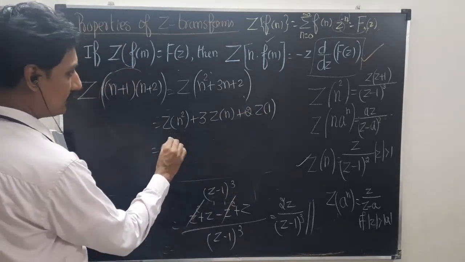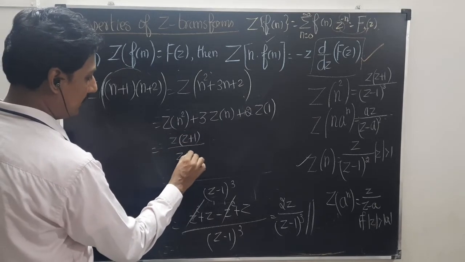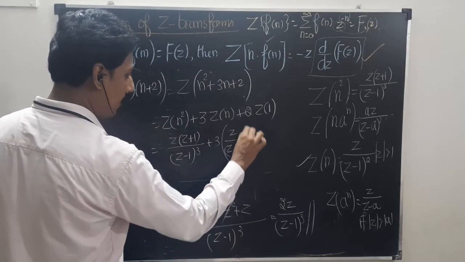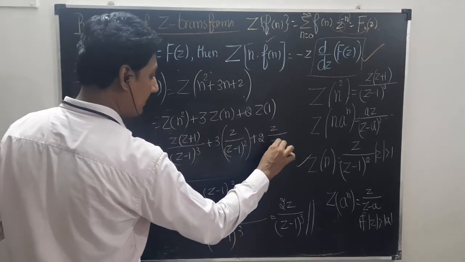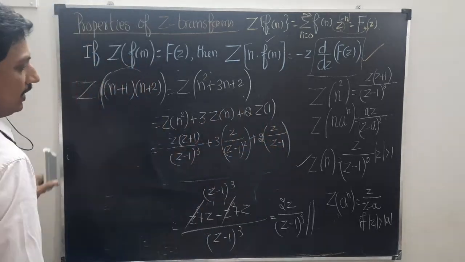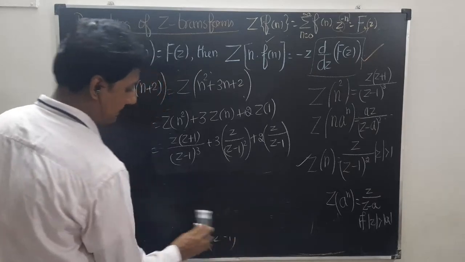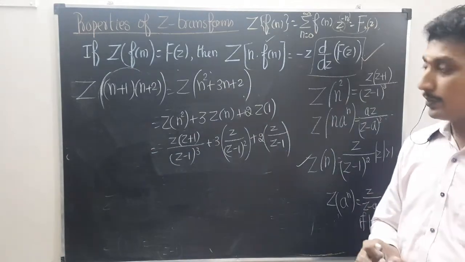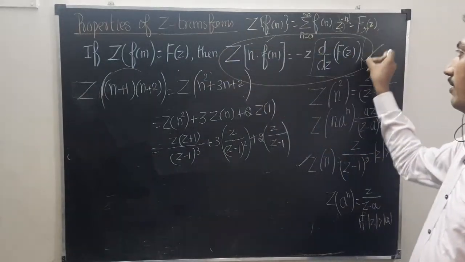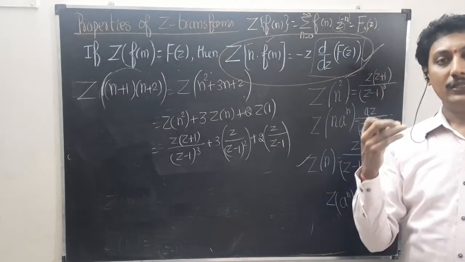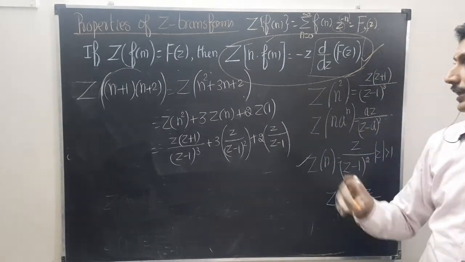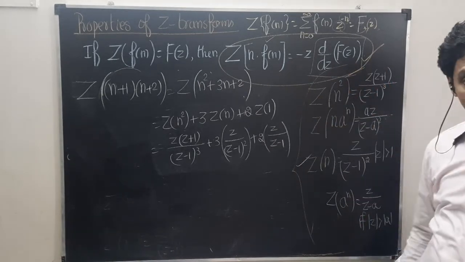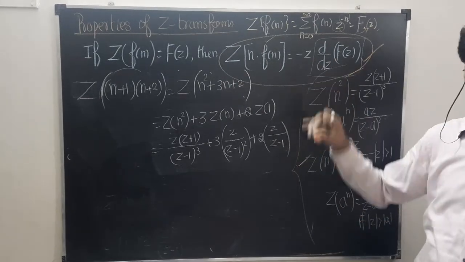So the Z transform of n squared is z into z plus 1 by z minus 1 to power 3, plus 3 times the Z transform of n, which is z by z minus 1 whole square. What is the Z transform of 1? z by z minus 1. If you know these results, then I'm good. Let us simplify this and you will get the answer. So this is the application of this property: the Z transform of n into f of n, the product of f of n along with the polynomial function, is minus z into d by dz of f of z. With this we can generate so many new results with the help of a single property.